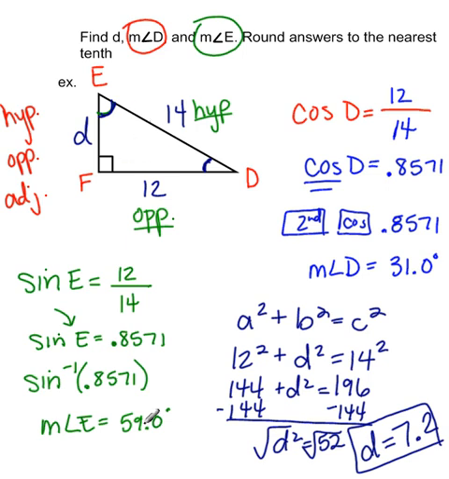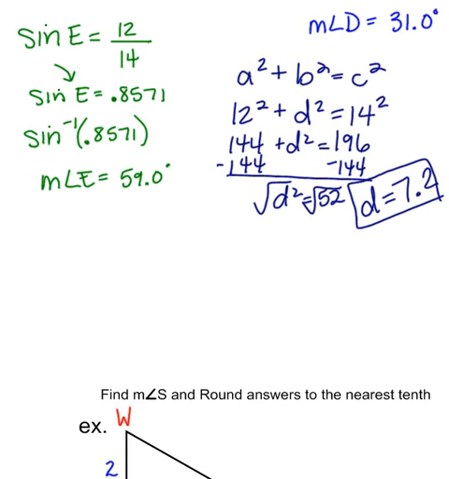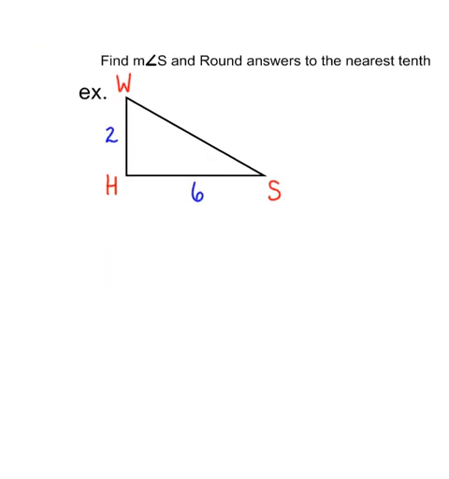Let's do one more and call it a day. We've dealt with the sine function and the cosine function and Pythagorean theorem. Let's see what's at hand now. So find the measure of angle S and round answers to the nearest tenth again. Where's angle S? Down here. Okay, so this is where we're looking from. Obviously this is a right triangle, and we've got two pieces of information. We have a side length of 2, and we have a side length of 6.